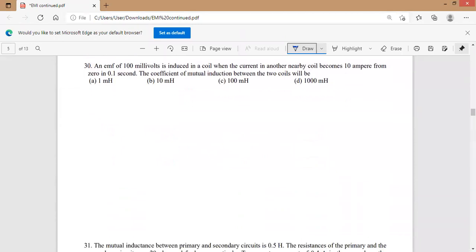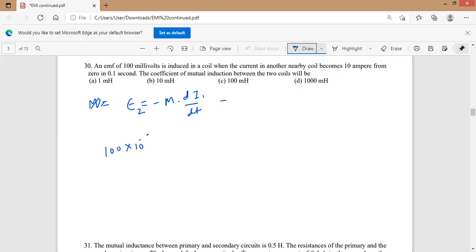Next, an EMF of 100 millivolts is induced in a coil when the current in another nearby coil changes from 0 to 10 ampere in 0.1 second. The question asks for the coefficient of mutual inductance. So very simple. We know that EMF induced epsilon 2 is equal to minus M into dI1 by dt, and the EMF given is 100 millivolts.